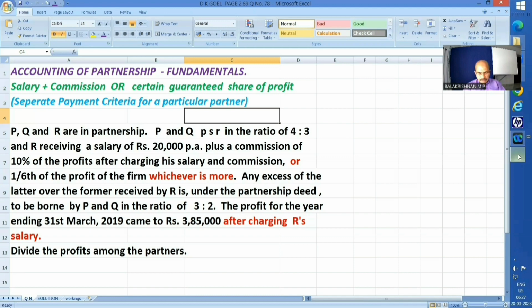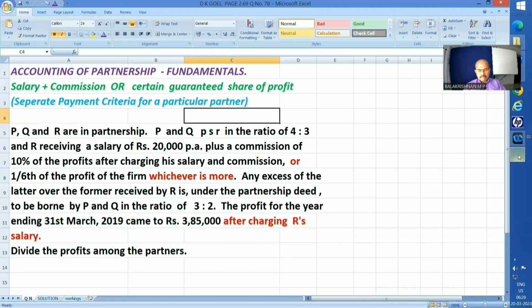The profit for the year ending 31st March 2019 came to rupees 3,85,000 after charging R's salary. Divide the profit among the partners. Essentially, we have to prepare a P&L appropriation account. Well, so what is the peculiarity of this sum?